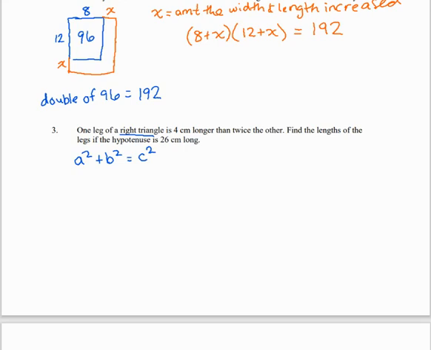Let's define our variables. They're telling us that leg number 1 is 4 centimeters longer than twice the other leg. So if we have our two legs, we could define leg 1 as x, and leg 2 is 4 centimeters longer than twice the other, so that's 2x plus 4. We know the hypotenuse is 26. Remember, our legs are the A and the B, and the hypotenuse is C.